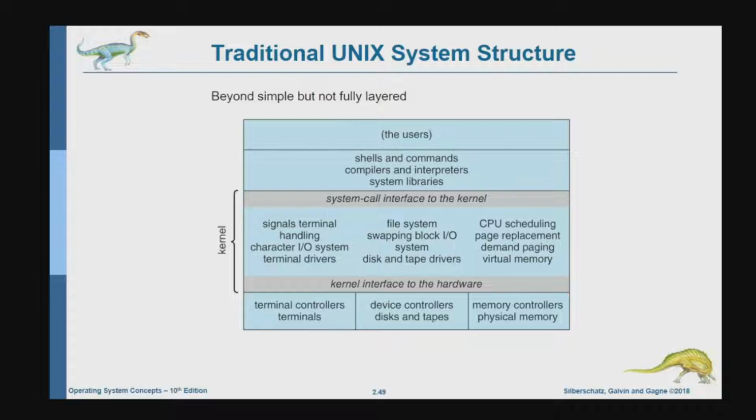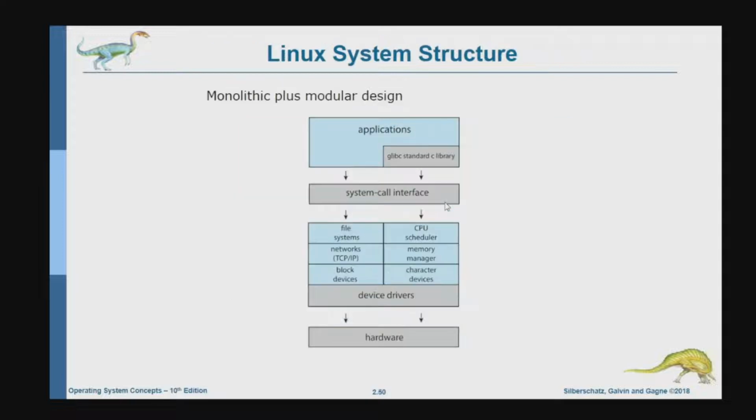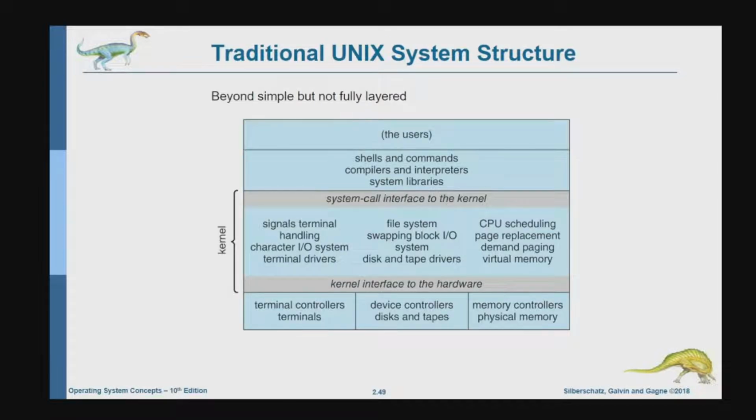So it is beyond simple but not fully layered. We have the kernel here, which is what we discussed before. We have the system call interface. Below the system call interface, we have signal terminal handling, character input output system, terminal driver, file system, swapping, disk, tape, CPU scheduling, and so on. The kernel interface is here, and this one refers to the hardware.